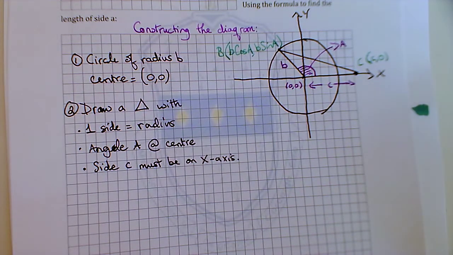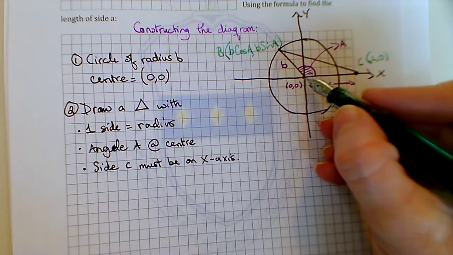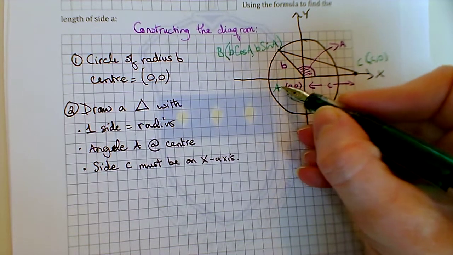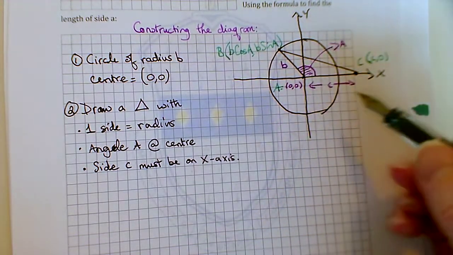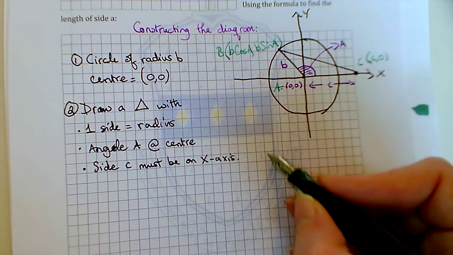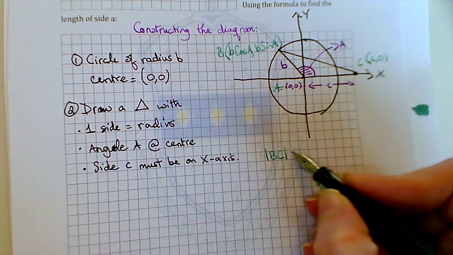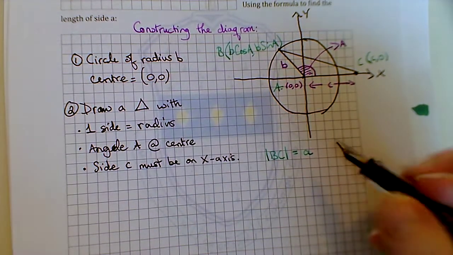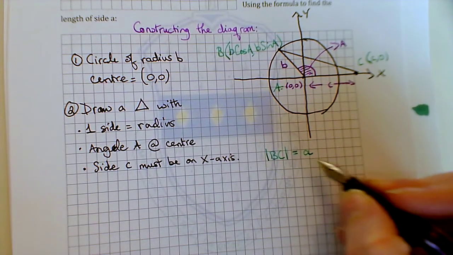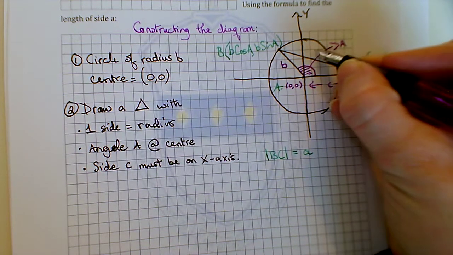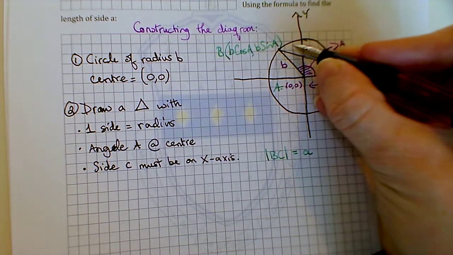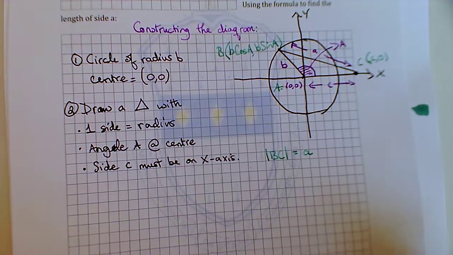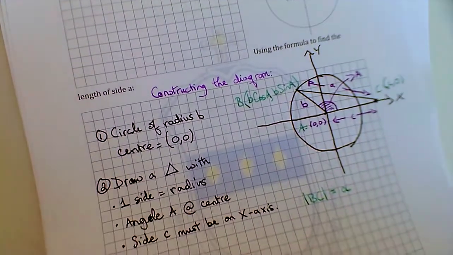Okay, and let's call this point A at the center. So those are my 3 points, A, B, C. And of course, the distance from B to C is little a. That's the distance that I'm going to be trying to find. Now, how do we do this? So the distance from B to C is little a, the side opposite the angle. Well, it's very straightforward. We actually just do it using the distance formula.